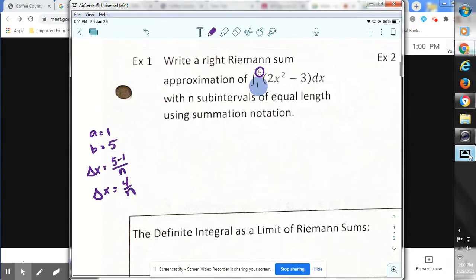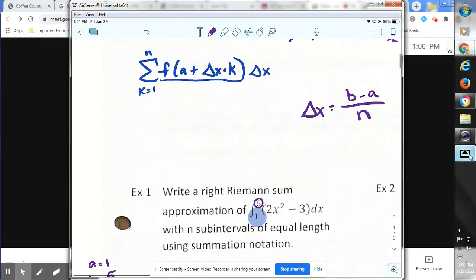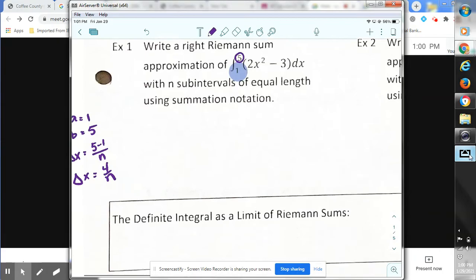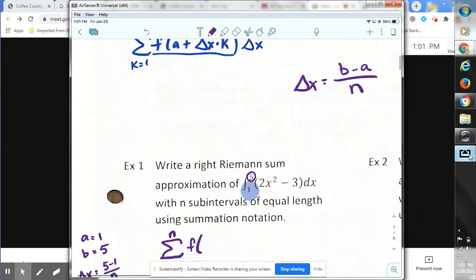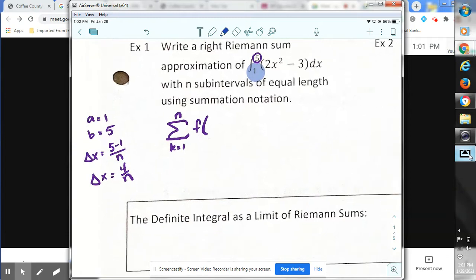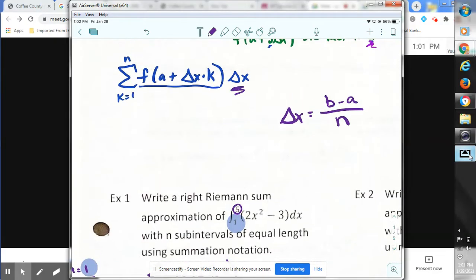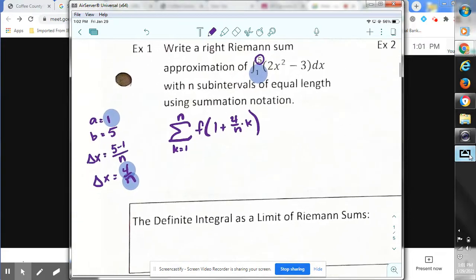Okay, if we're doing a right Riemann sum, this is the formula we're going to use. So we're going to do the summation from k equals 1 to n of f of, right, and then it's going to be a plus delta x k. So a, we just said, is 1. Delta x, we just said, is 4 over n. And then we're going to multiply that by k. Right, and then don't forget this last part. A lot of people forget it. And then we multiply that by the width, which is delta x, or 4 over n.